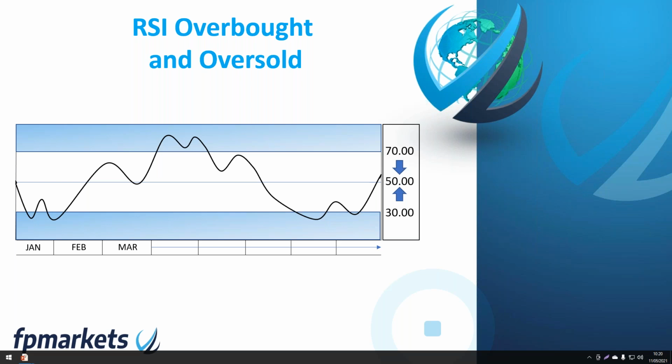So RSI overbought, quite simply, is when the RSI value climbs above the 70 mark. This is considered an overbought environment. Conversely, movement into the 30 threshold is considered oversold.